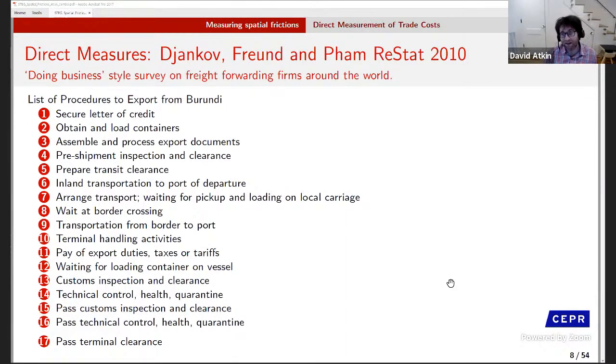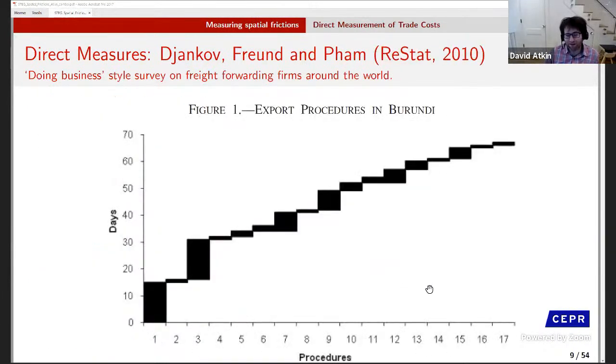And in particular, they look at how easy it is to try and do things such as export products from a country. So here's for Burundi. You have to go through 17 different steps to export something from Burundi, everything from getting letters of credit to passing various technical controls. And not only do they measure how many steps there are, but they also measure the time taken for each of those steps on average. And these are through surveys of freight forwarding firms around the world.